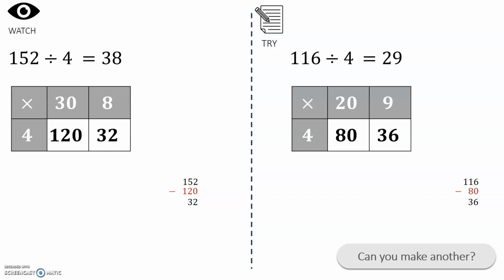And the next challenge that we could pose, of course, is can you make another question where the answer would be 29? And you can think about how you could use the grid method in a more creative way so that the top numbers are 20 and 9.